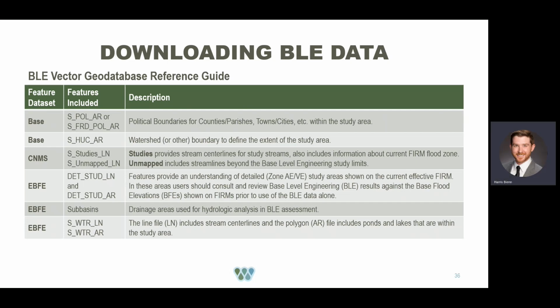The feature class named subbasins contains the drainage areas used for the hydrologic analysis in the watershed's BLE assessment. The feature class titled S_WTR_LN details stream center lines within the study area, whereas the S_WTR_AR feature class contains polygons of ponds and lakes within the study area.